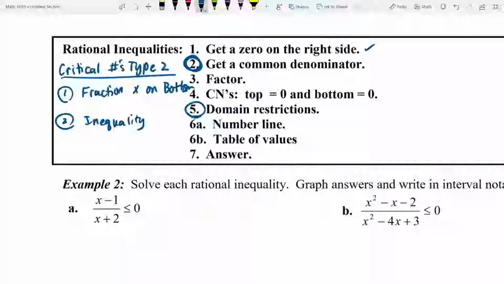Come up with a number line. Right here where it says table of values, I want you to cross it out and just put test. Weber State used to make us do a table of values, but they don't anymore. So we'll test and write the answer. Guys, that's why I still call it critical numbers, because the steps are almost exactly the same, except we've got 2 extra steps in there.